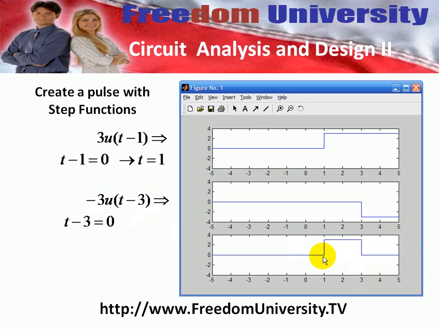So that's our function. Again, we use the argument t minus 3 is equal to 0, and then this function turns on at t equal to 3 going down minus 3. Now this total function is equal to the sum of these two step functions. So that's how we generate a pulse using these unit step functions with a particular amplitude.